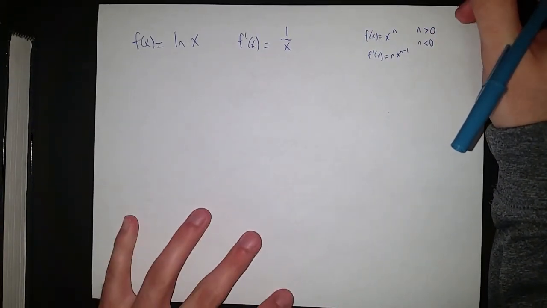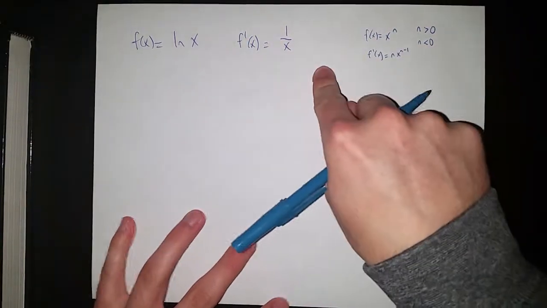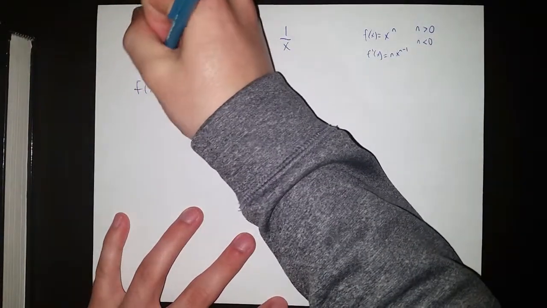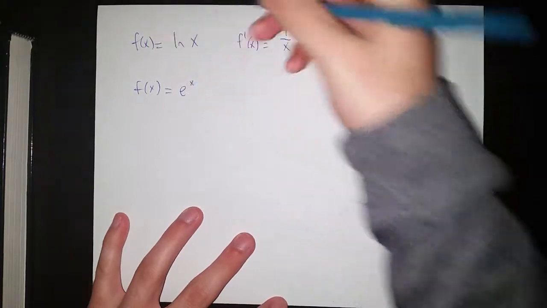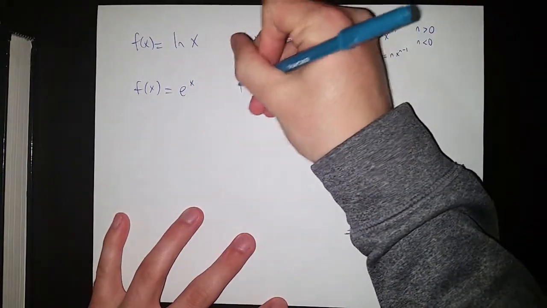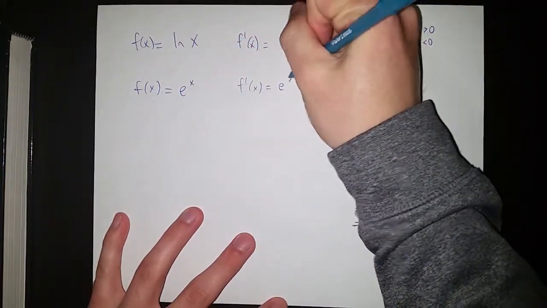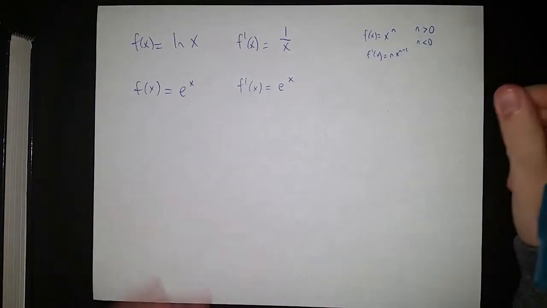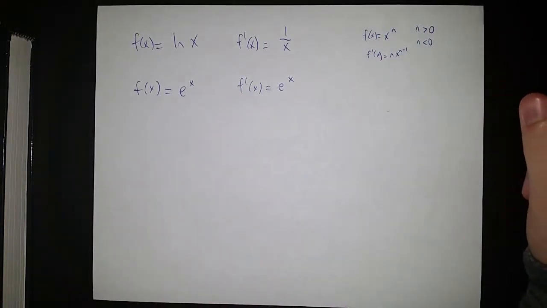Okay, and then let's do the exponential. f of x equals e to the x, f prime of x equals e to the x. That is the only function that has the derivative equal to itself.